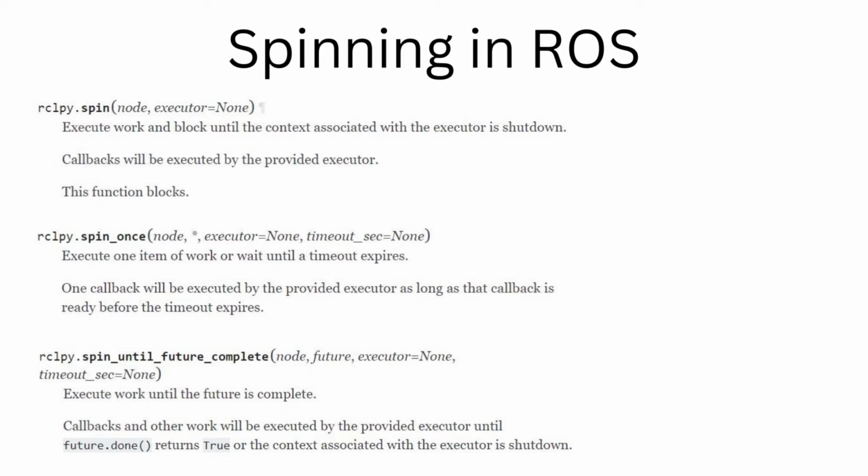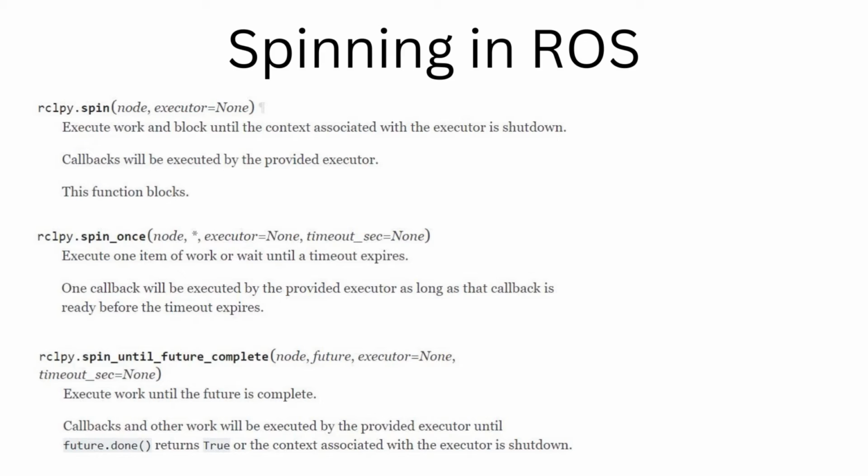The second one is something called spin once. Instead of blocking the context completely, it will execute one item of work, where we now already know what work can be, or it can wait until a timeout expires. You can actually give an argument called timeout, which says that you need to wait for that many seconds. Within those seconds, you either execute a work, let's say a subscription callback, and then come out of it, or if there's nothing for that amount of seconds, then you come out of it irrespective of anything else. But remember that one callback will be executed, not all of them. So as soon as one callback is executed or the timeout expires, spin once is done.